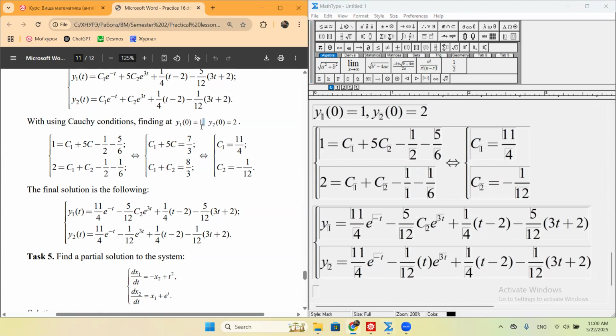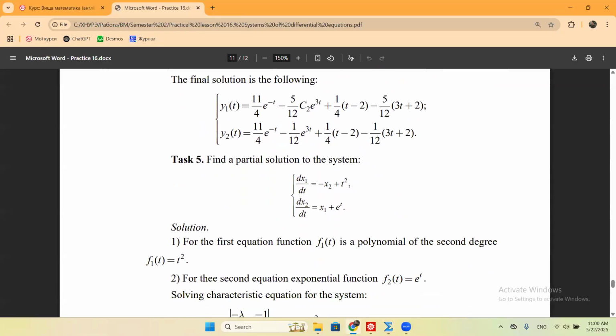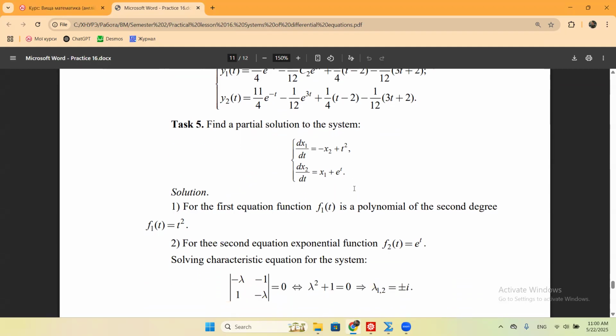Okay, no questions. And now the last exercise, so we will just look it through. So we have to find a partial solution to the system. The first system: x1 prime equals minus x2 plus t to the power of 2, and x2 prime equals x1 plus e to the power of t. So for the first equation, the free member is a polynomial function, and for the second equation, the free member is an exponential function.